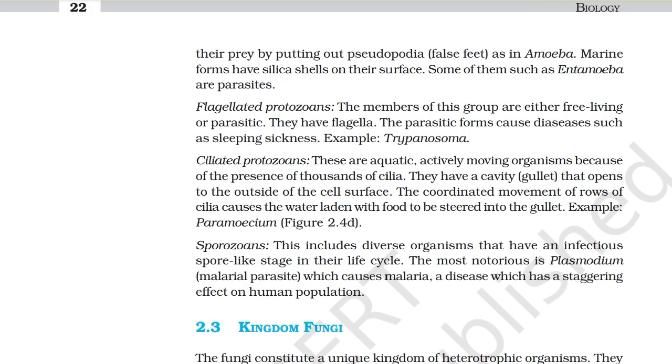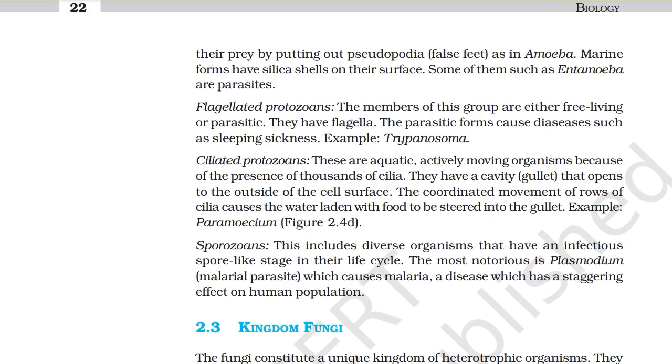Flagellated protozoans. The members of this group are either free-living or parasitic. They have flagella. The parasitic forms cause diseases such as sleeping sickness, example Trypanosoma. Ciliated protozoans. These are aquatic, actively moving organisms because of the presence of thousands of cilia. They have a cavity or gullet that opens to the outside of the cell surface. The coordinated movement of rows of cilia causes the water laden with food to be steered into the gullet. Example, Paramecium, figure 2.4d.